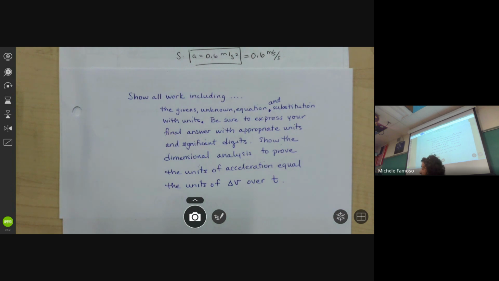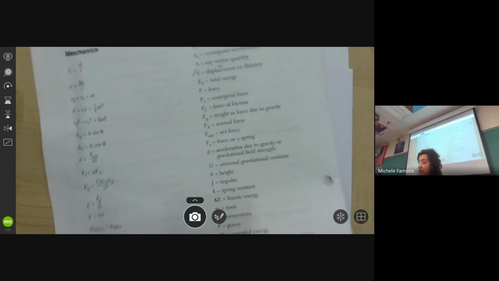Can you show where you got the equations for 7 and 8? Yep. So on your reference table, right? So 7 talks about changing speed. That's not anything dealing with electricity. It's not anything dealing with a wave. It's not anything that Albert Einstein came up with. It's definitely not geometry or trigonometry. So we go to mechanics.